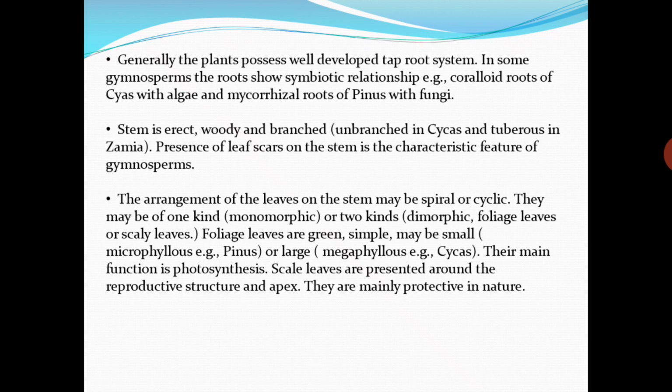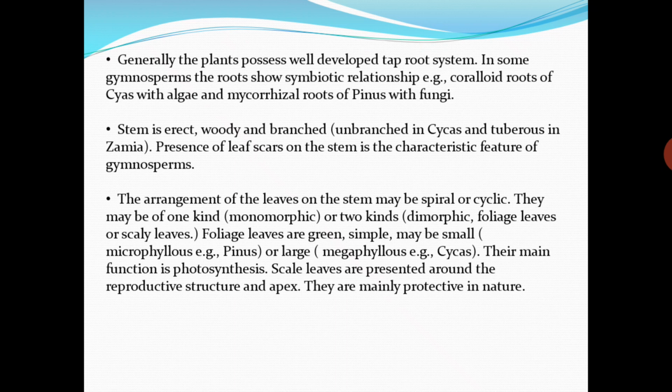In some gymnosperms the roots have symbiotic relationships, associated with fungal or algal zones. They help in nitrogen fixation also. For example, in cycas you find a special type of roots called coralloid roots, where you find an algal zone in the cortical region of the coralloid root, and in pinus there are mycorrhizal roots with a fungal zone. Here in the pinus root you find fungi.